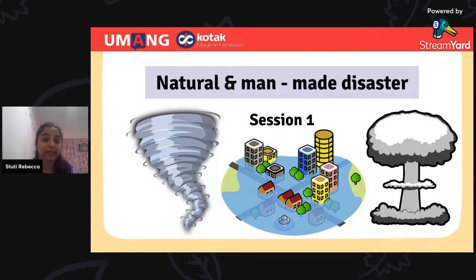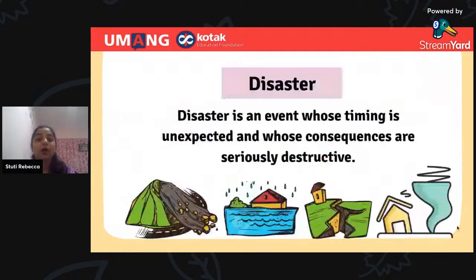What do you see on your screen right now? What pictures do you see? Yes, do you see a tornado? Yes, do you see a blast happening? Yes, different occurrences. Perfect. Now I'll give you a quick definition of what a disaster is.